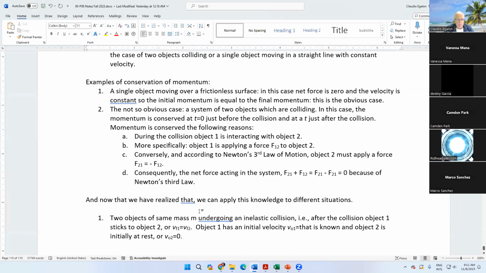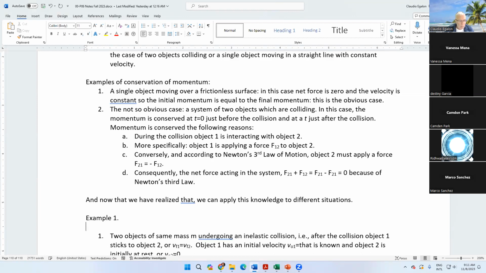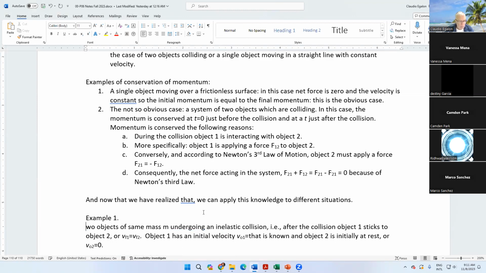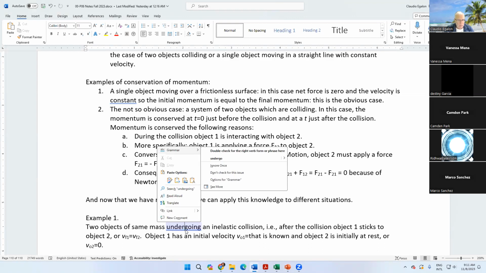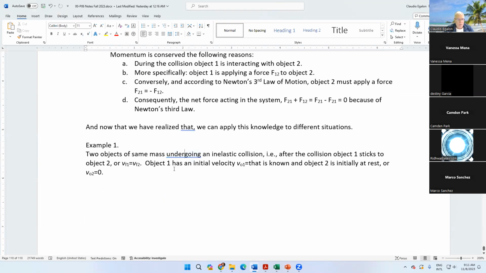Okay, so example 1. Two objects of the same mass that undergo an inelastic collision. Find their final velocity.